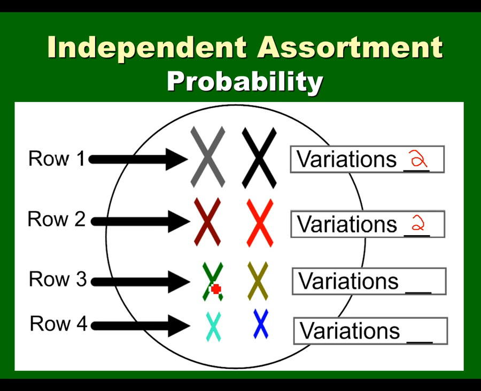Okay. Next, you can have green or baby poop green, or you could have baby poop green, green here. So there are 2 more variations. And then finally, of course, you can have teal and royal blue, or royal blue and teal in that order. So there are 2 more variations there.